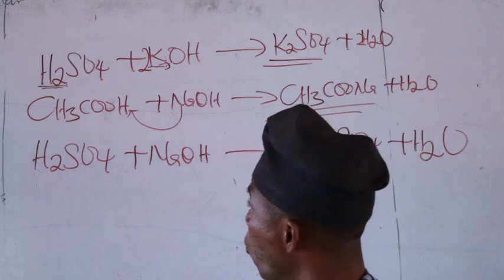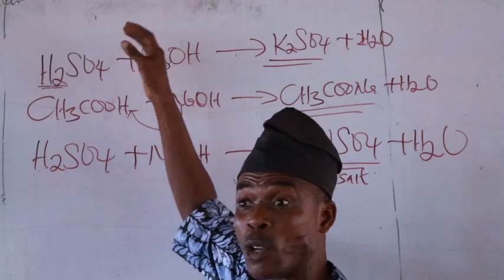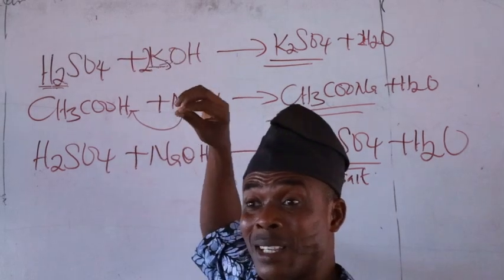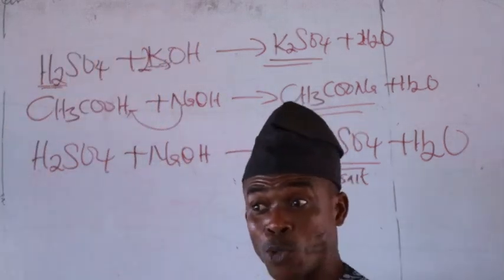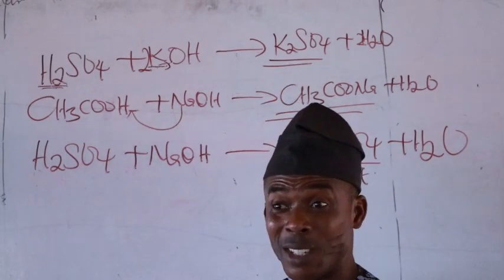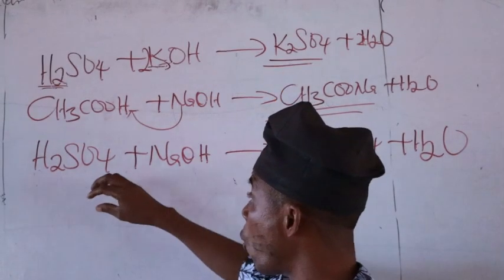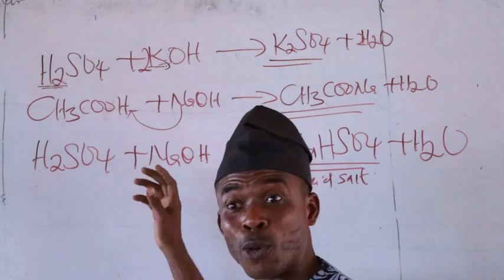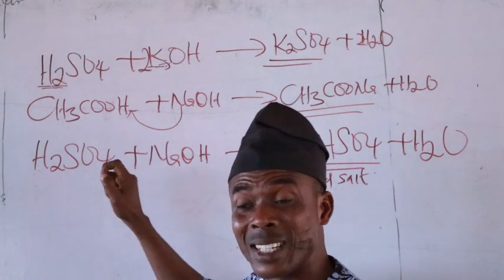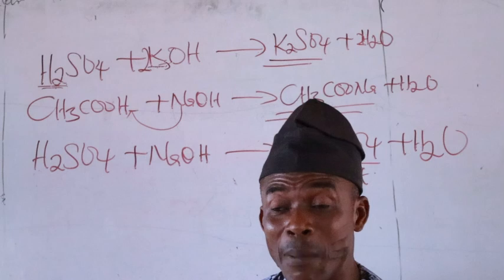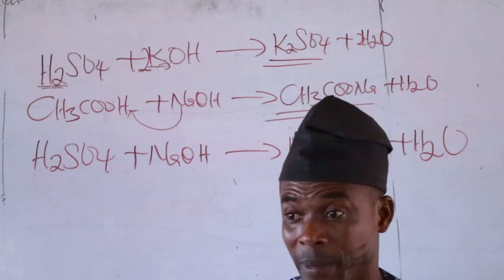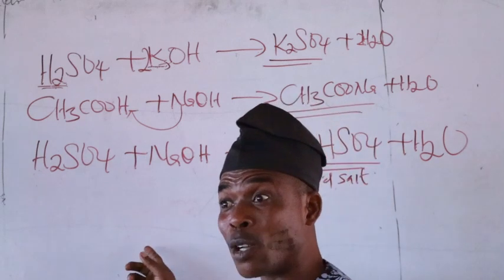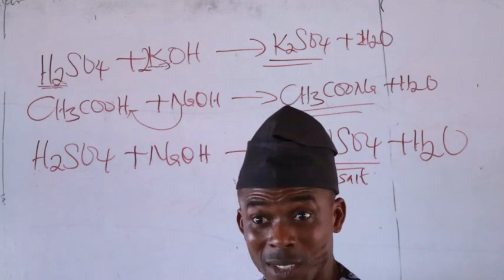It is different from when all the replaceable hydrogen ions are replaced. When all the hydrogen ions of an acid are replaced with a metal, what you have is called a normal salt. In that case, for an acid salt to be formed, the acid required must be dibasic or tribasic. A monobasic acid cannot form an acid salt.